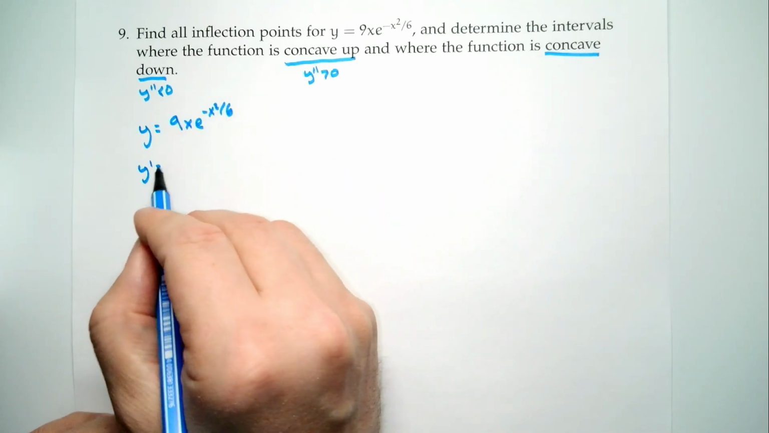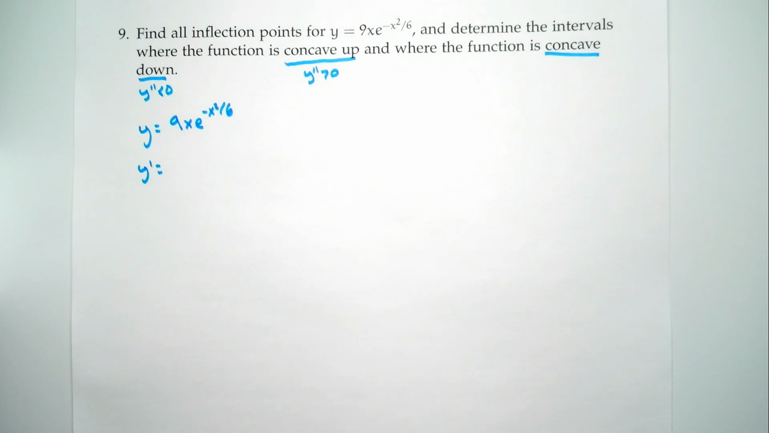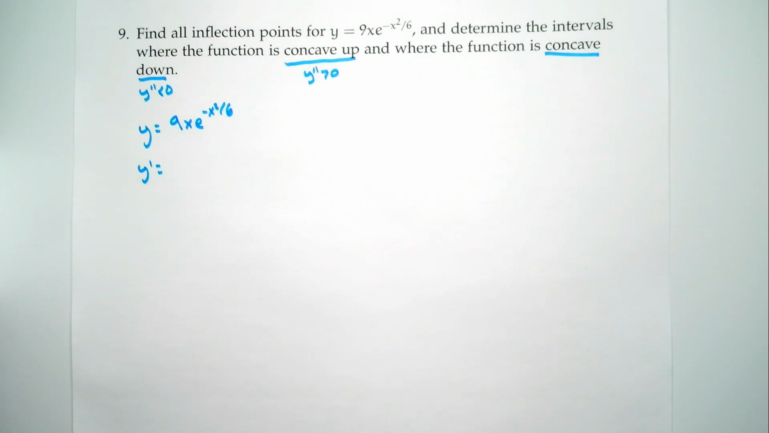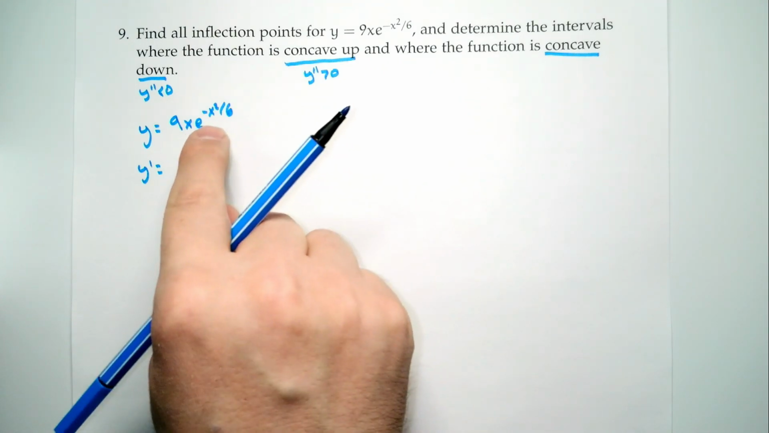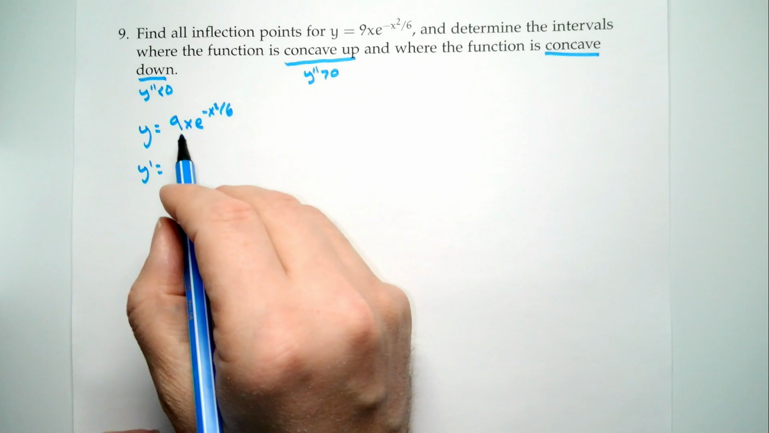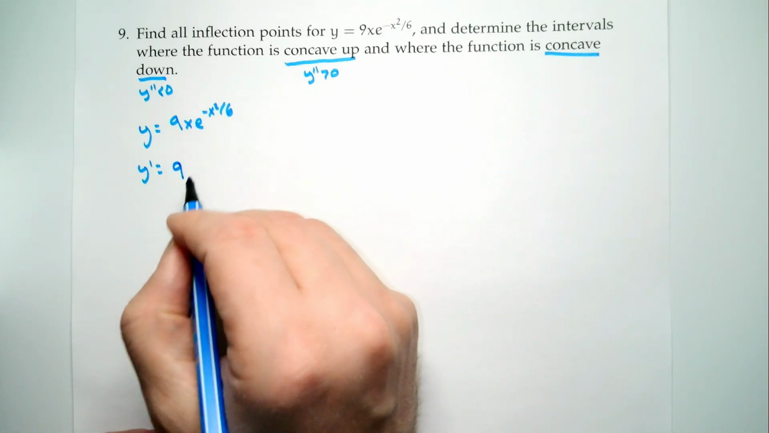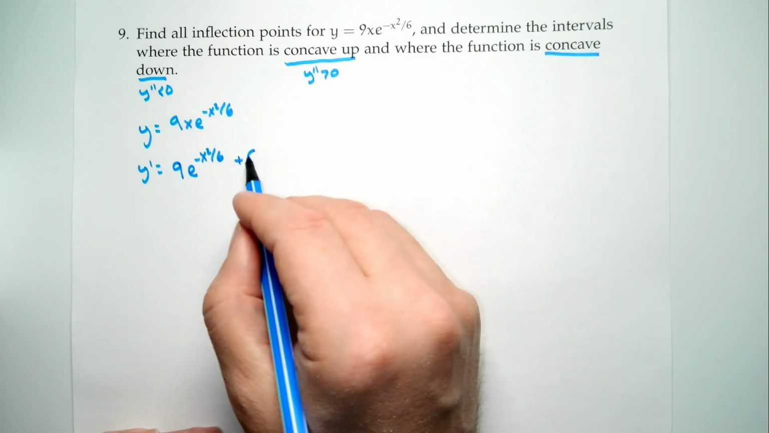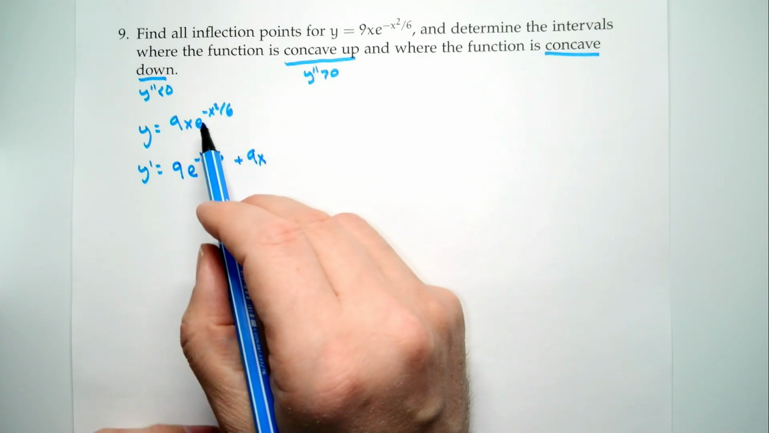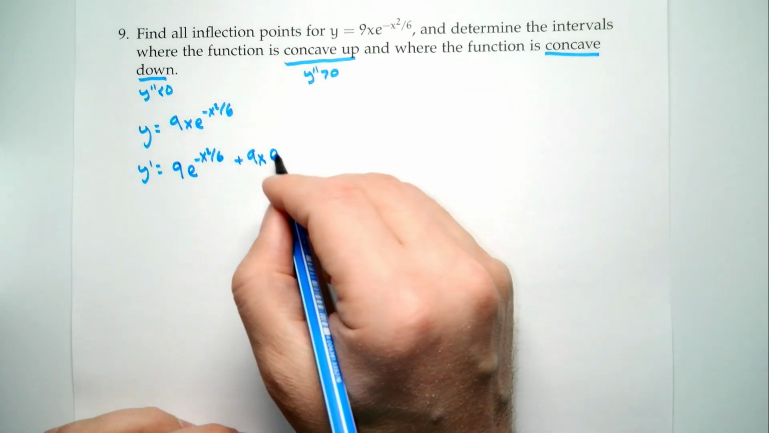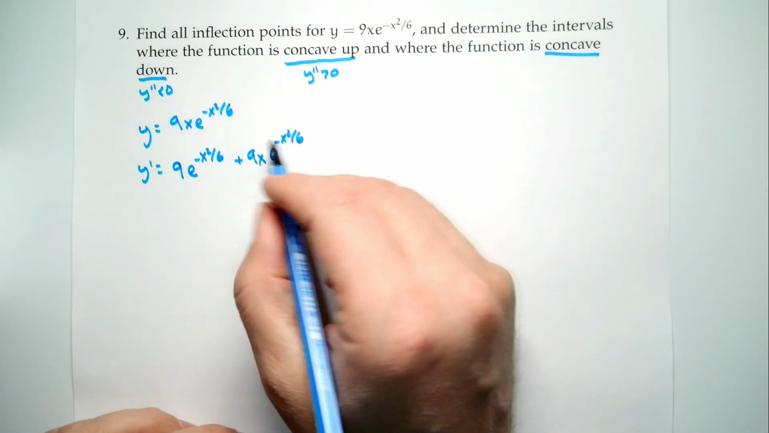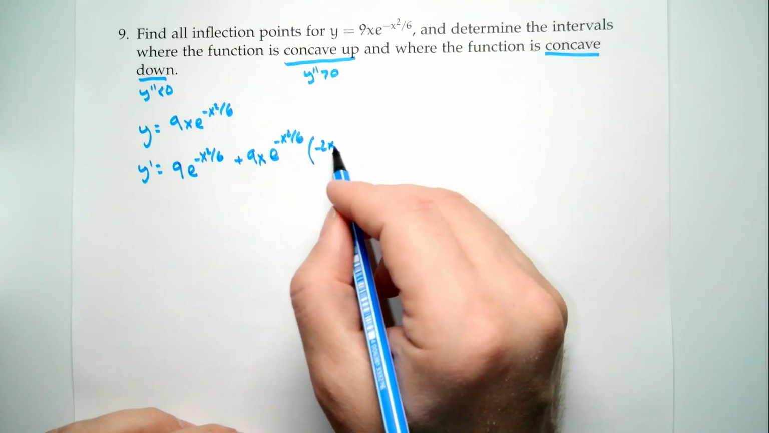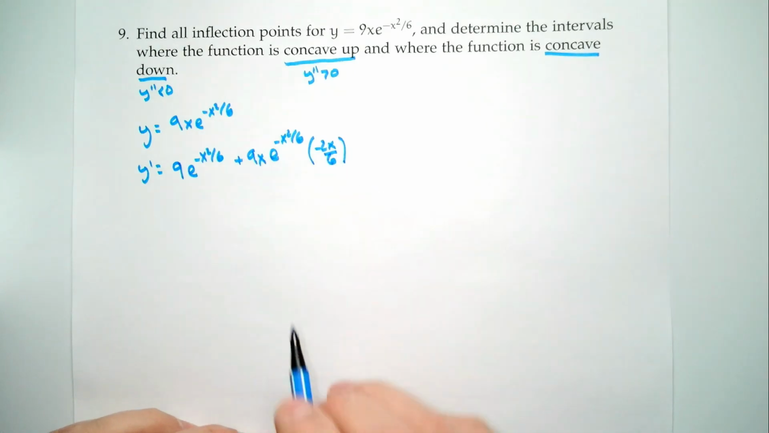So, first derivative, what rule do we need? And the rule is we need a product rule. What else do we need? And a chain rule. So, derivative of the first, the derivative of 9x, which is 9, e to the minus x squared over 6, and then plus 9x times the derivative of e to the negative x squared over 6, which would be e to negative x squared over 6, times the derivative of the upstairs, which would be minus 2x over 6.